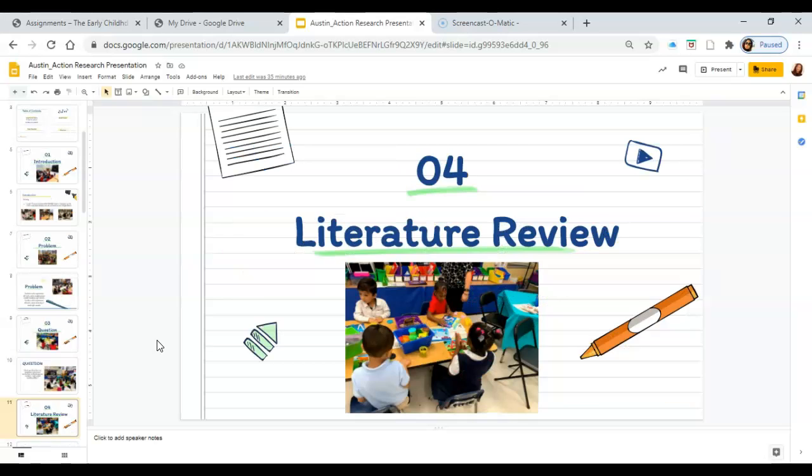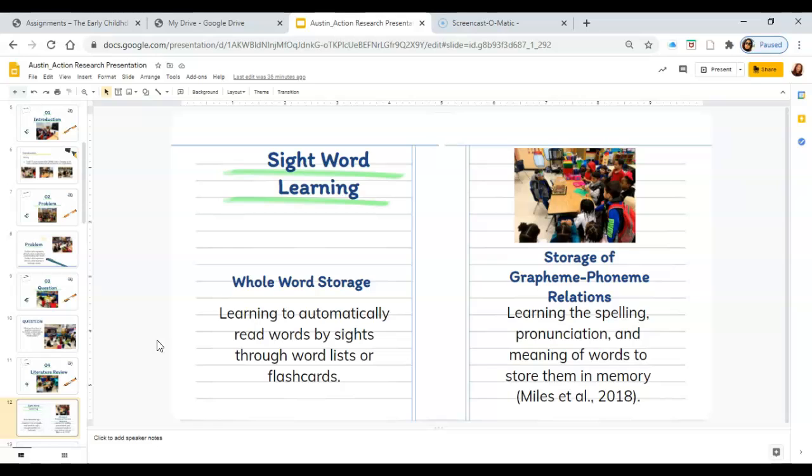So what I learned by doing my literature review. I learned that whole word storage is learning to automatically read words by sight and through word lists or flashcards. So as teachers, we are using whole word storage when we teach our students sight words through flashcards and word lists, and we're asking them to just memorize the entire word.